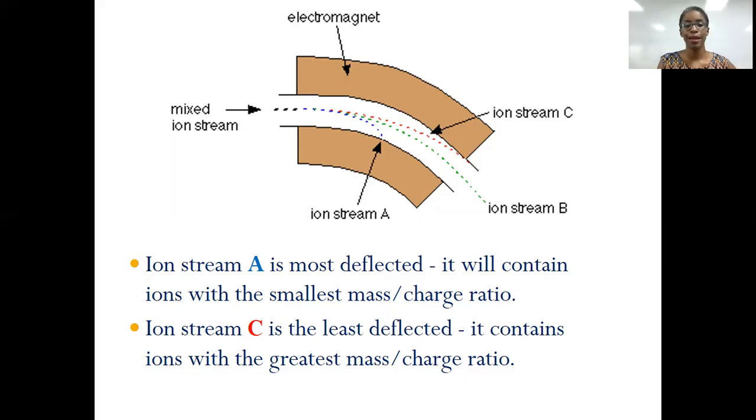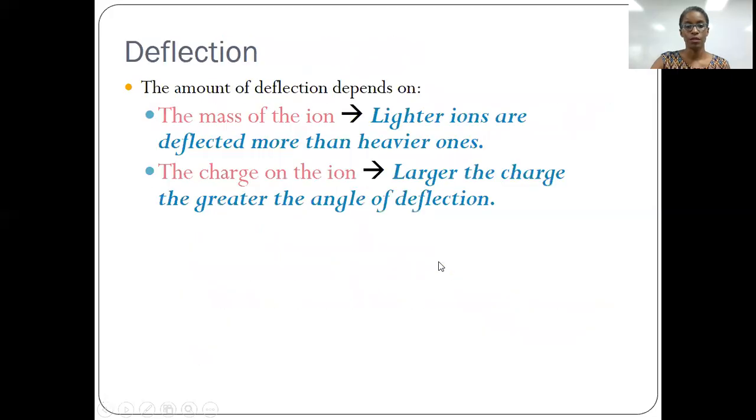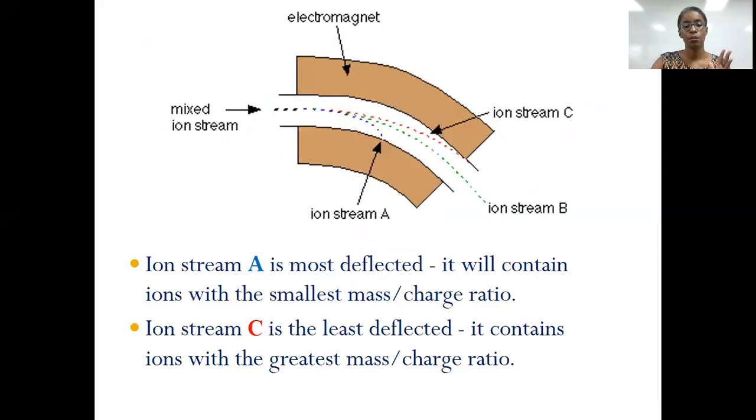Ion stream A is deflected the most and will hit the sides of the deflector. Ion stream C will be the least deflected. And this is based on what we had seen here. Lighter ions are deflected more than heavier ones. What is important is to appreciate that all of the ions are not going to reach the detector at the same time. Again, we can change the magnet strength or the magnet field so that at this particular magnet strength, we can get ion stream B passing through and getting detected.